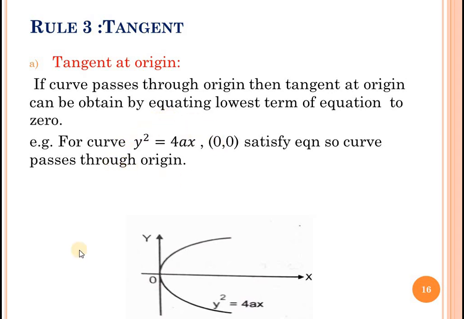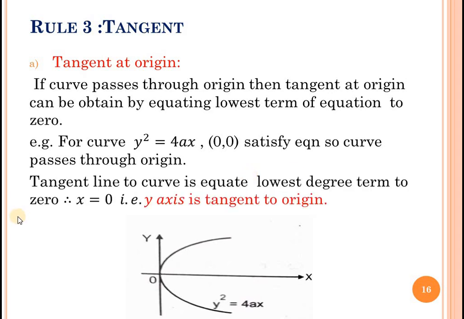So if I observe, the lowest degree term is 4ax, first order. Here it is second order. So the lowest degree term is 4ax. We equate this to 0. So 4ax is 0 means x is 0. And x equal to 0 means the y-axis. So this y-axis is the tangent at point O. The tangent to the curve at origin is the y-axis.